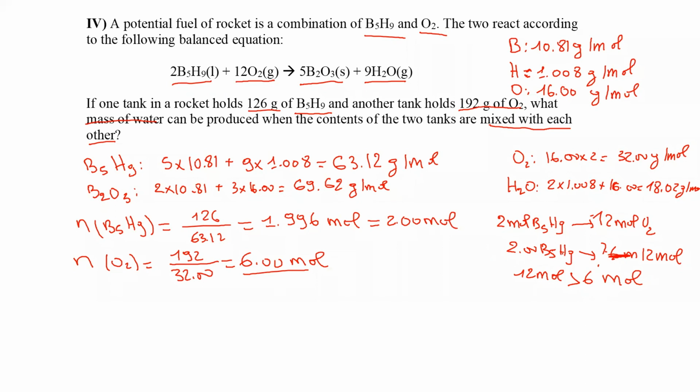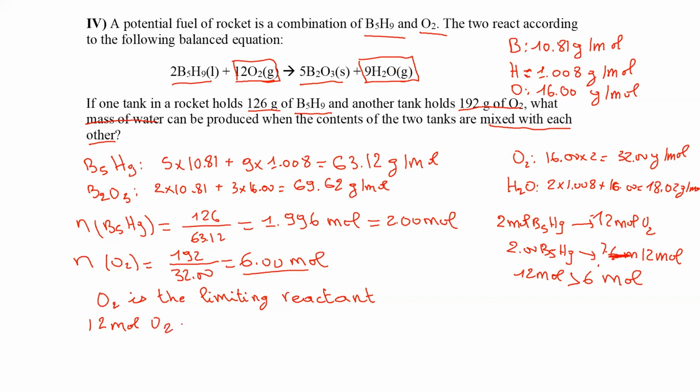So what is the limiting reactant? O2. So O2 is the limiting reactant. I don't have enough oxygen to react with all of the borane, the 2 mole that I put at the beginning of the reaction. So the number of mole of water and the mass of water that is produced will be determined by the quantity of oxygen that I put. So for all of my calculation for the number of mole of water, I will use the limiting reactant, which is oxygen.